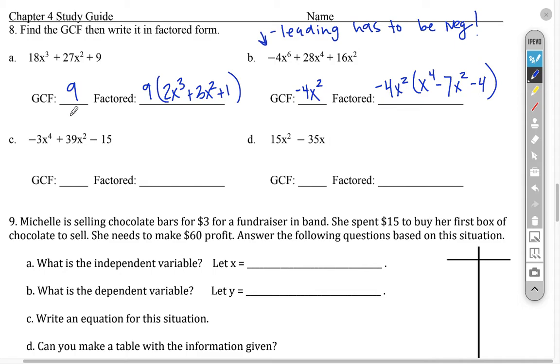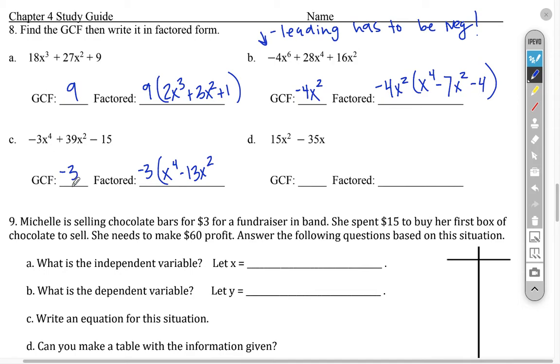All right. So once again, negative leading. Will 3 go into all of these numbers? The answer is yes. And they don't all have x's. So we're just going to pull out our negative 3. Negative 3 times what gives us negative 3x to the 4th power? X to the 4th power. I don't know why it keeps doing that. And then negative 3 times what is going to give us positive 39x squared? Well, we need another negative, and the number is going to be 13. And we need our x's, so x squared.